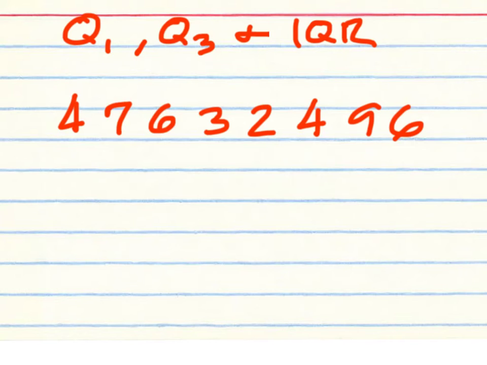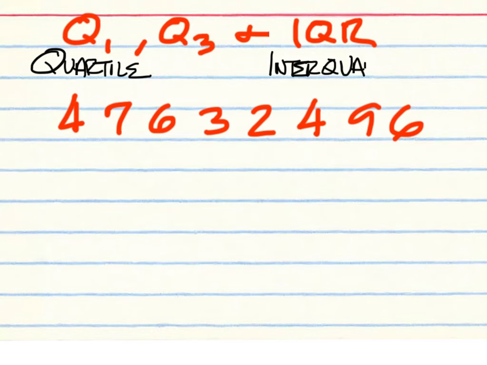In this example, you're going to find Q1, Q3, and IQR. Q stands for quartile, and IQR stands for interquartile range. Quartile 1, quartile 3, and interquartile range is what you're going to find.